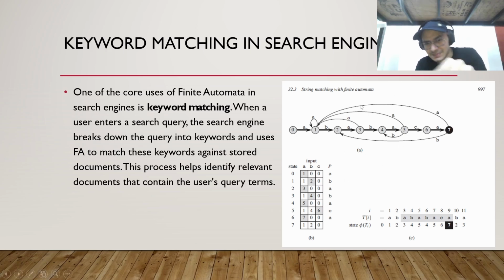A similar representation is also given here. These are several states, and these are the inputs that the finite automata expects for each state so that it can transition from one state to another state. That's how finite automata processes strings.